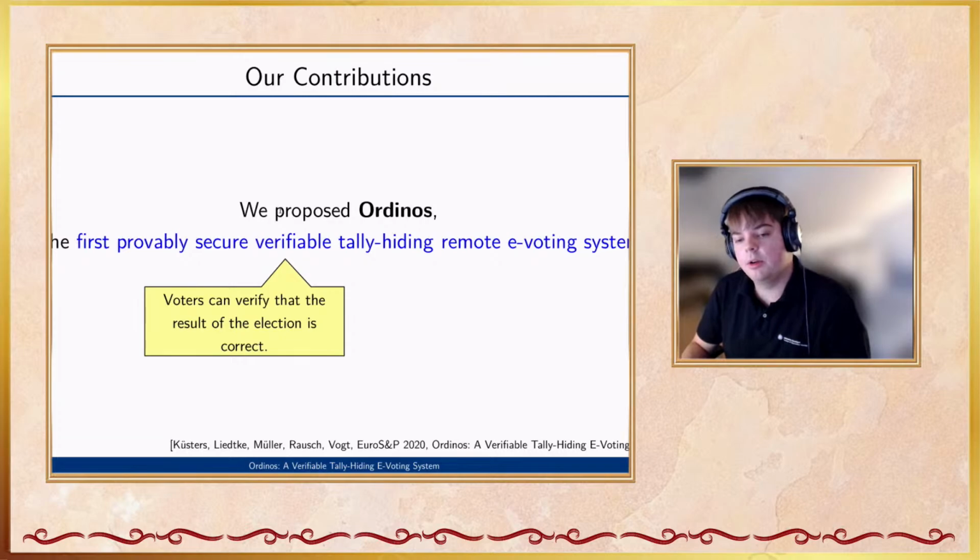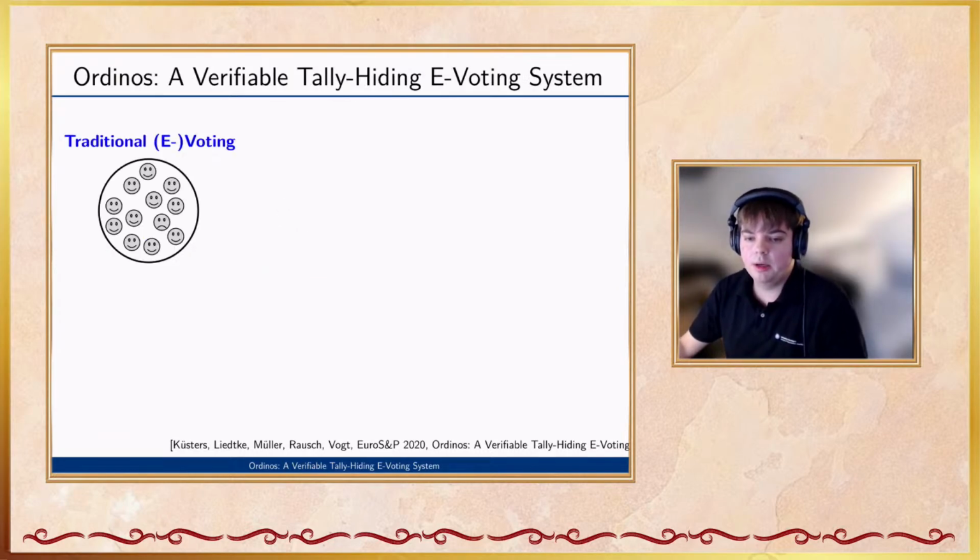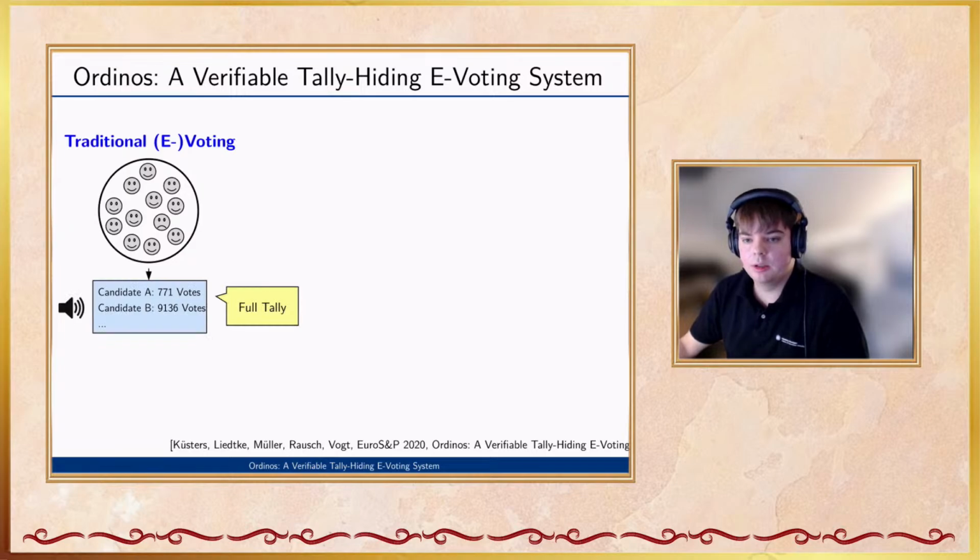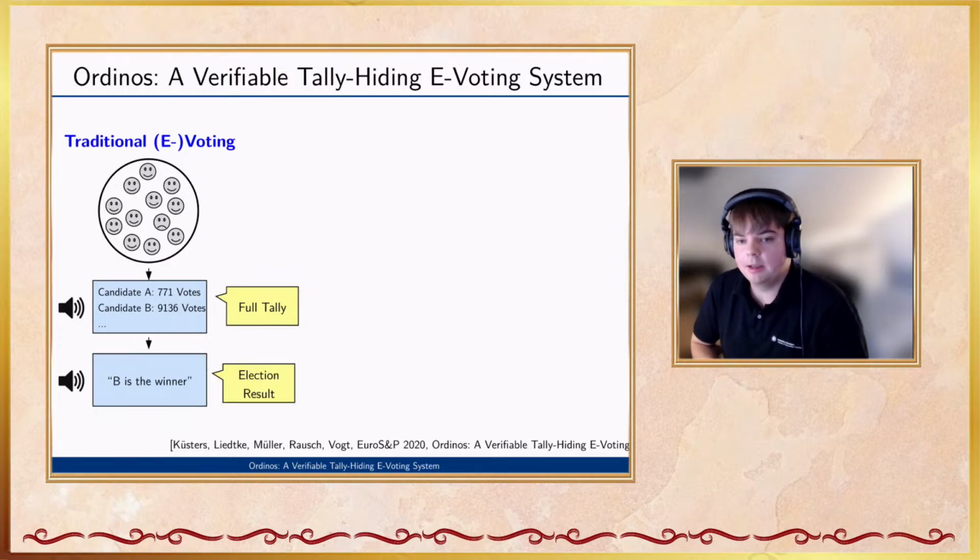The next property I want to talk about is tally hiding. In order to explain what tally hiding is, let me first give you an intuition on how traditional e-voting systems and paper-based elections work. So I will roughly go over a typical voting flow. We have a set of voters who cast their ballots and send them to the bulletin board. Then the votes are counted and a full tally is published. Now we can compute the result of the election based on the full tally. But often the voting result consists of a single winner or a ranking of candidates. Thus, this voting flow reveals more information than necessary. In particular, we are only interested in the election result, not in the full tally, which is nevertheless also published.